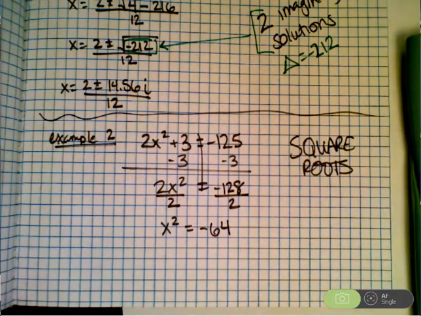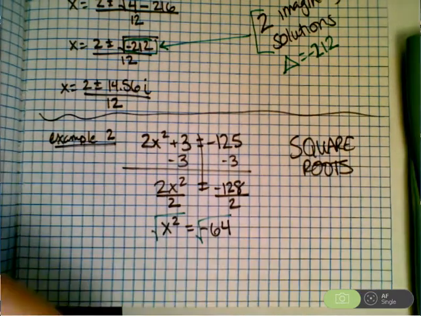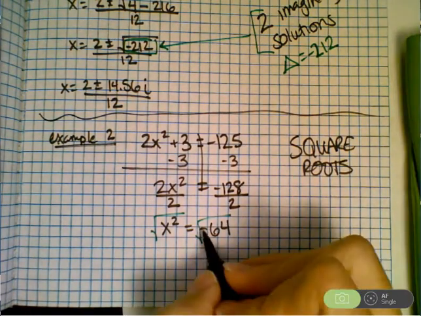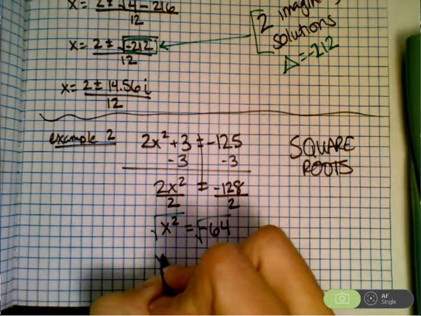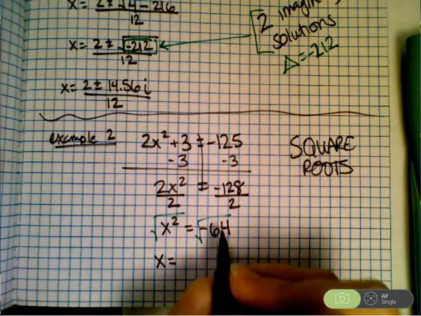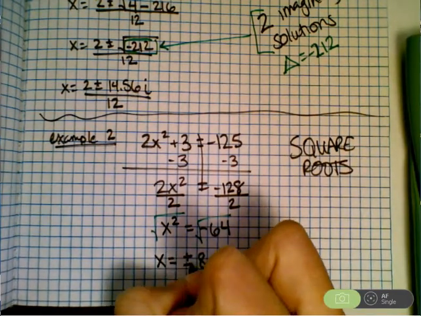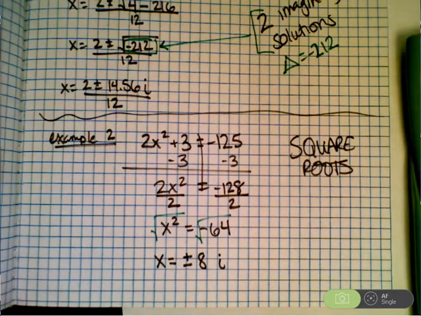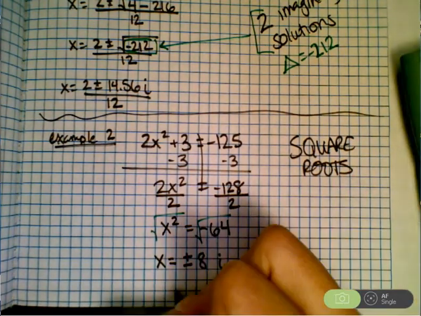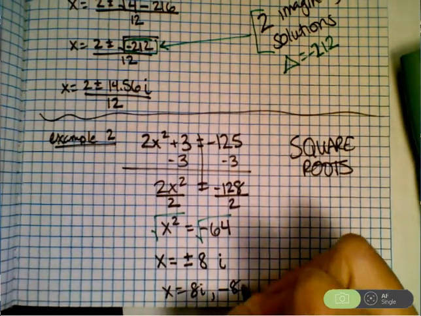Now I need to take the square root of both sides. At this point, if we get anxious and we just go straight to typing it in our calculator, we get another one of those error messages. But we remember then that this negative means my answer is going to be imaginary. So I put my i at the end. Square root of 64 is 8. But again, we remember that the calculator doesn't give us positive and negative. So our two answers for this are x equals 8i and x equals negative 8i.